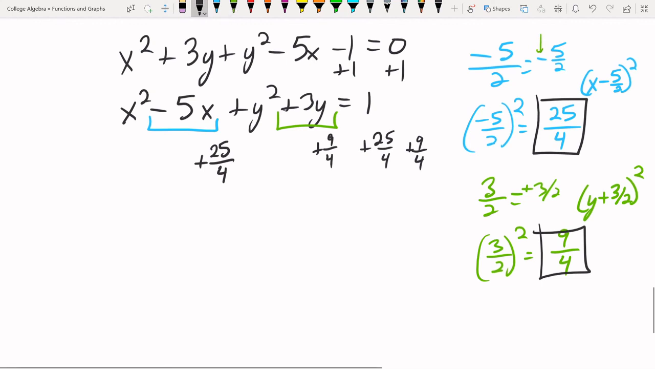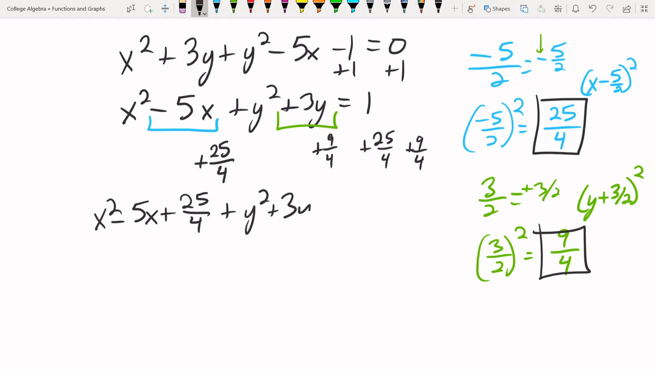So, okay, that gives us x squared minus 5x plus 25 over 4. Not yet. Plus y squared plus 3y plus 9 over 4. 1 is the same thing as 4 over 4. So 4 over 4 plus 25 over 4 plus 9 over 4. That's going to be 29 over 4 plus 9 over 4 is 38 over 4.